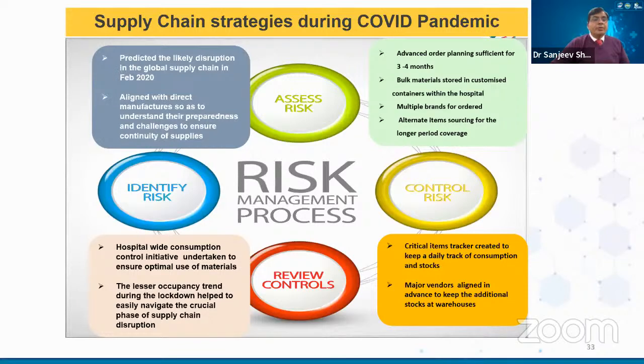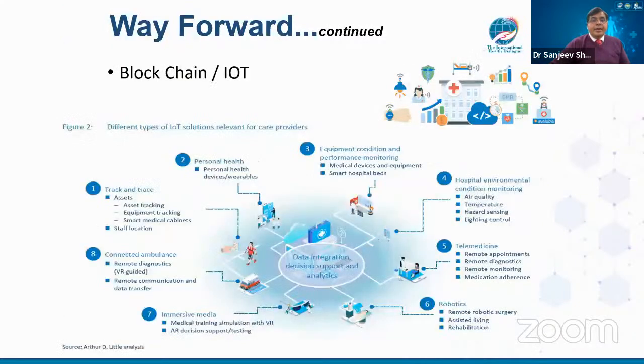We could predict in February 2020 that COVID-19 was coming. We could align our manufacturers, and look at their preparedness and what challenges they were facing. Based on this risk assessment, we increased our supplies, stored bulk materials, looked for multiple vendors, and increased the stock of critical items. We bought stock from multiple vendors, and we optimized our consumption. These were some of the learnings which came from COVID-19.